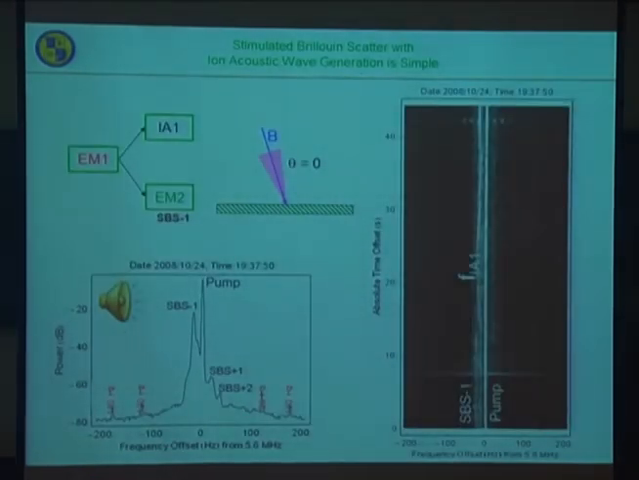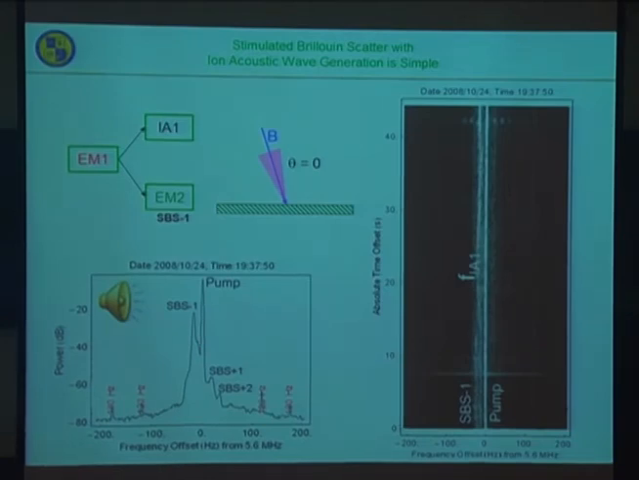Next slide, please. But the latest measurements, discoveries up at HAARP, have been this simple Brillouin scatter, where the electromagnetic wave decays into another electromagnetic wave at a slightly lower frequency and an ion acoustic frequency. So here's the pump wave, and here's the stimulated wave that's offset by the ion acoustic frequency. Next slide, please.